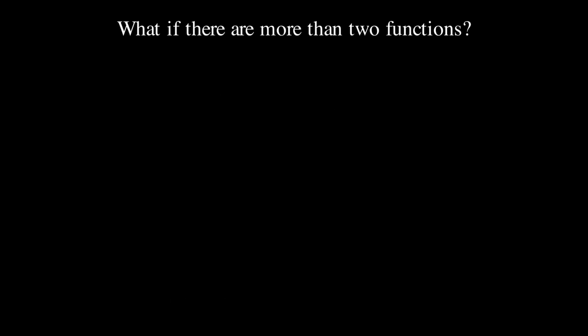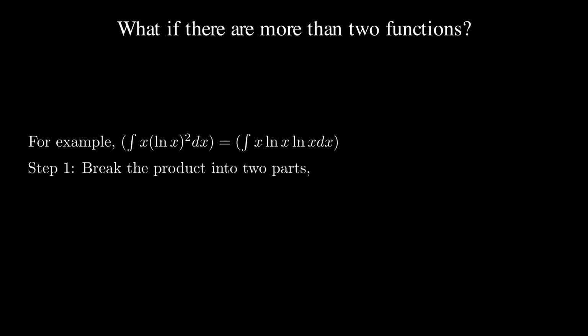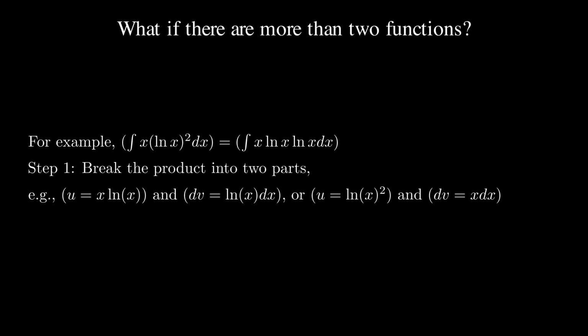Now, what do we do if there are more than two functions? For example, in the question that we have, we're going to have x log squared x, which is basically the same as x log x times log x. So it's three functions. What we're going to do is first do integration by parts, taking two functions together, so we first split it into two. For example, we can have u equal to x log x, and dv is then equal to just log x dx. Obviously, we can do any combination that we want for this.